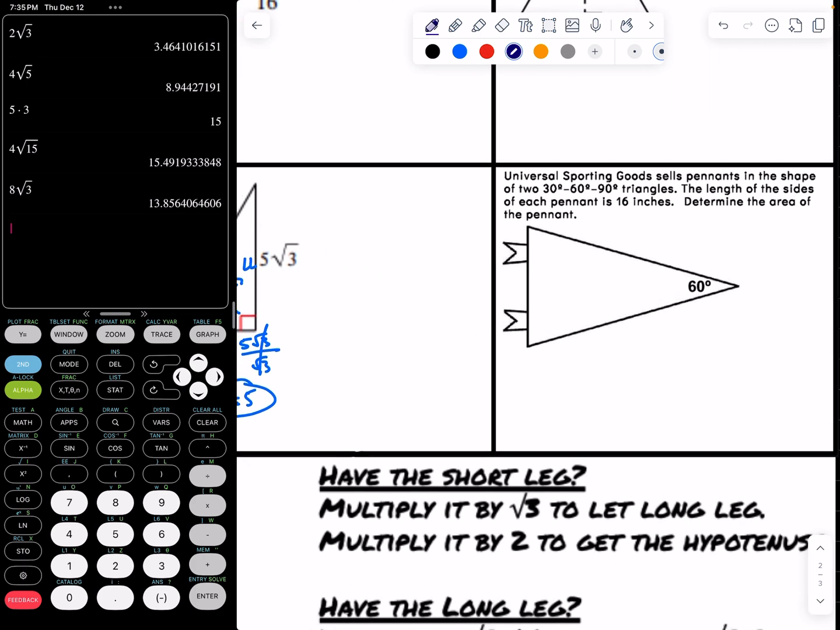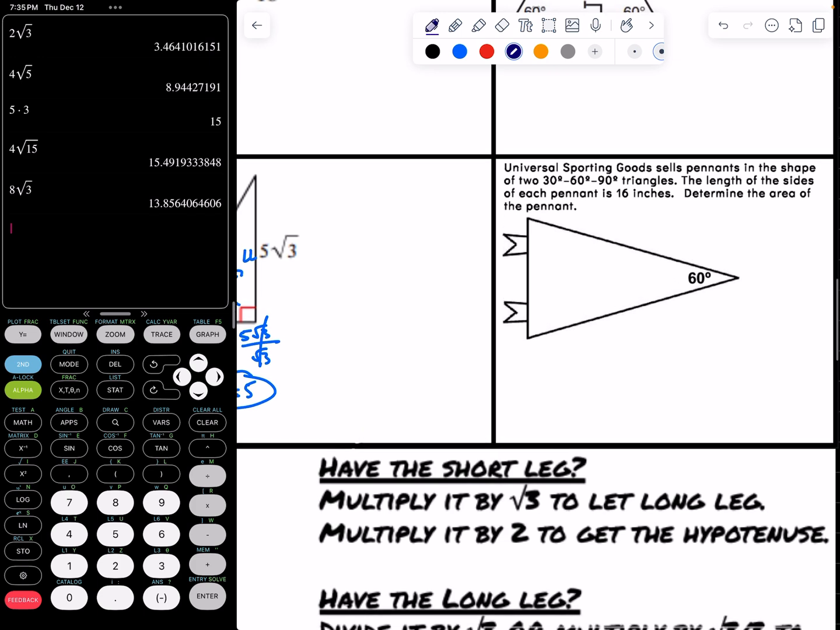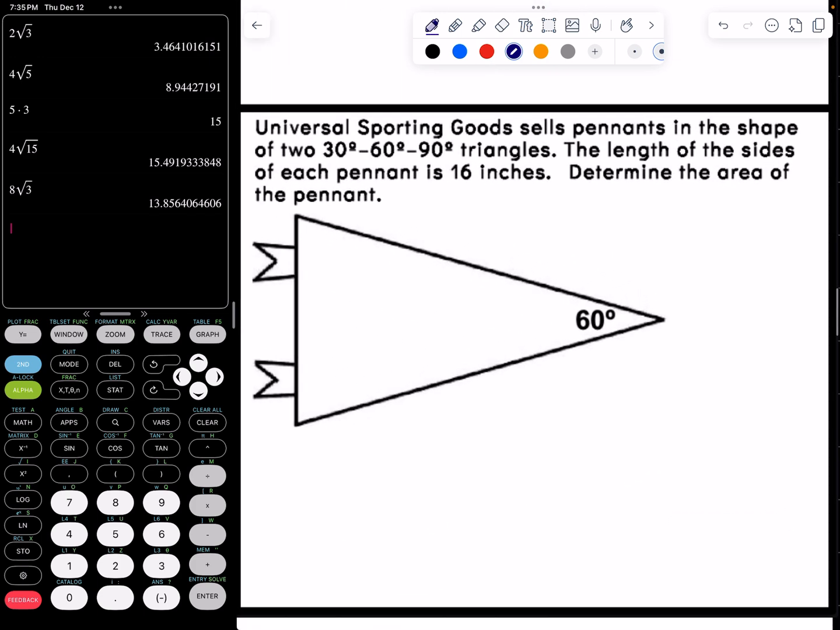Nothing too crazy there. This one is an interesting one. Let's take a look. Universal Sporting Goods sells pennants in the shape of two 30, 60, 90 triangles. So essentially we're taking two 30, 60, 90 triangles, which makes 90 degrees, 60, 60, and then we've got our 30 over here. So that is going to make the shape.